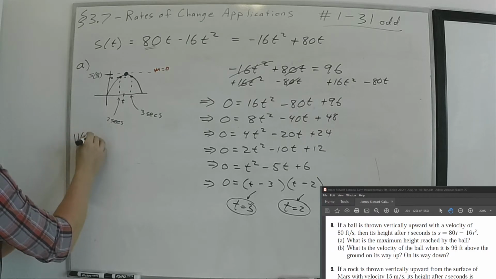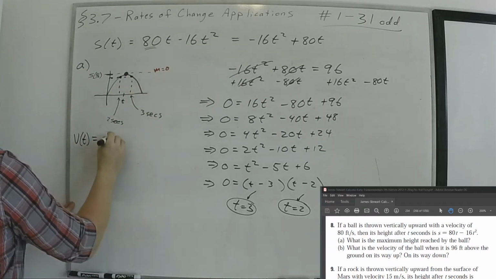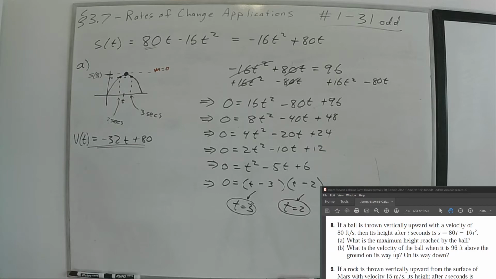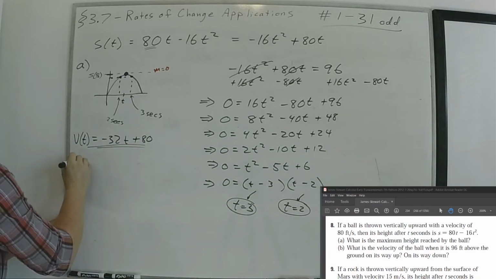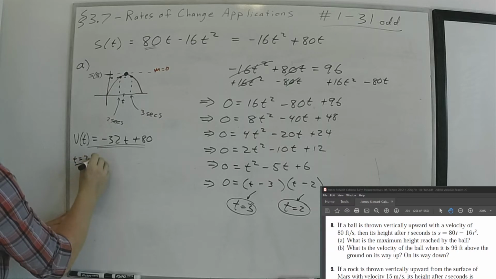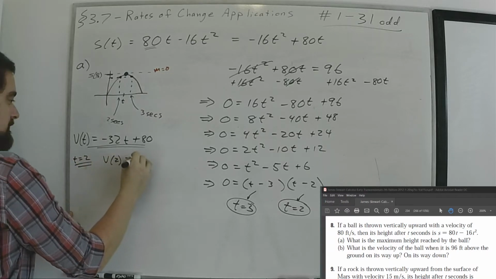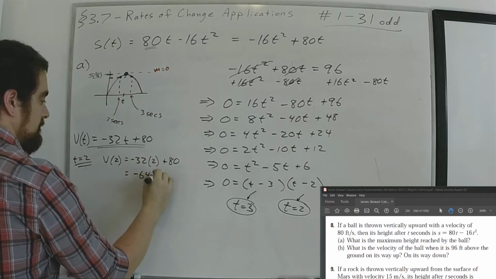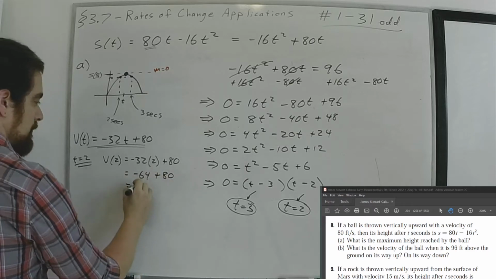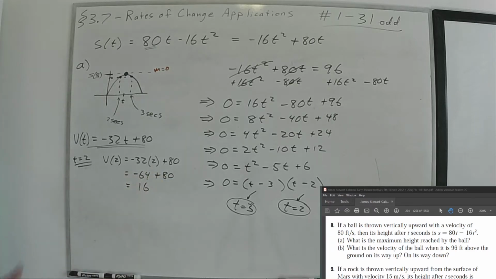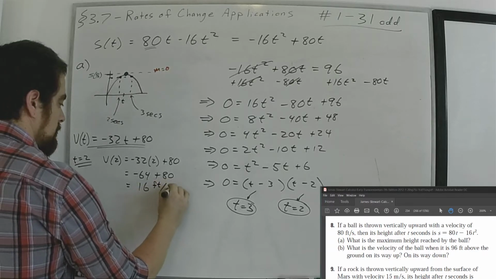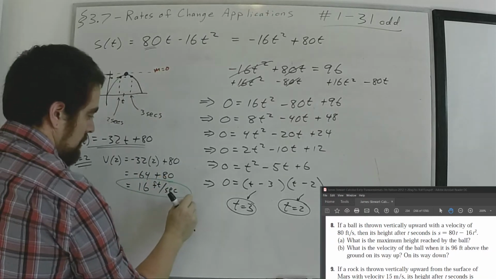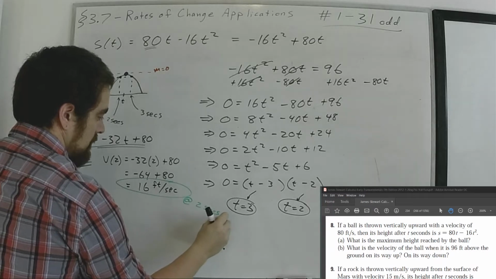So the velocity, which is the derivative of the position function, looks like this. So I just need to plug each one in. So when t is 2, I'll have v of 2, which is negative 32 times 2 plus 80, which is negative 64 plus 80, which will give me 16 feet per second. And again, it has to go up. So this is at 2 seconds, aka on its way up.